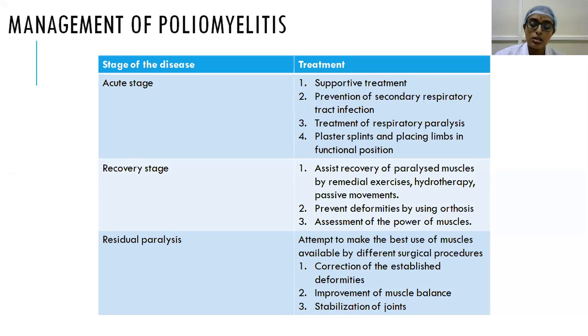So in such cases, these orthoses are used to support the limb and to prevent the occurrence of deformities, like AFO, ankle foot orthosis, and other things. And serially, the power of the muscles should be assessed using MRC grading. You have this MRC grading.